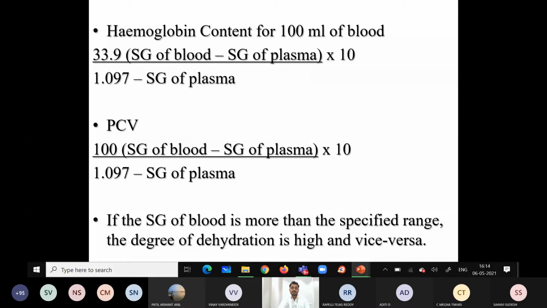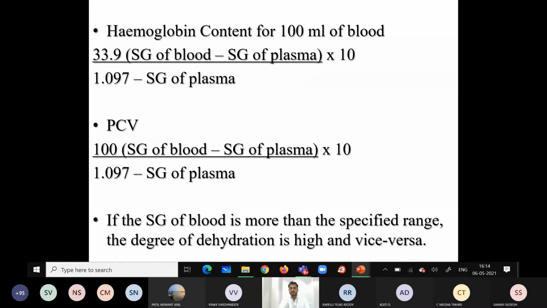Within brackets, specific gravity of blood minus specific gravity of plasma divided by 1.097 minus specific gravity of plasma, multiplied by 10. But the packed cell volume for 100 ml of blood will be 100 within brackets specific gravity of blood minus specific gravity of plasma divided by 1.097 minus specific gravity of plasma, multiplied by 10.